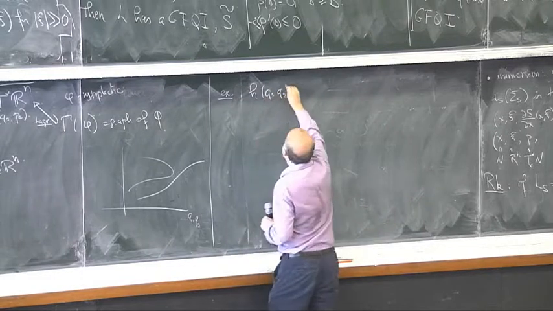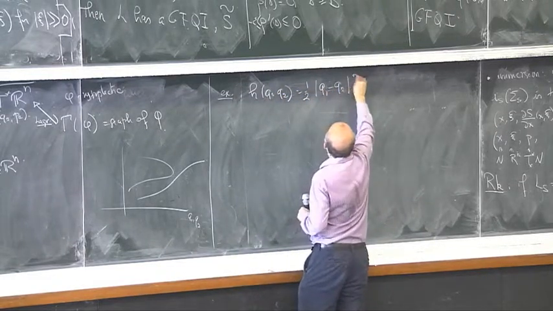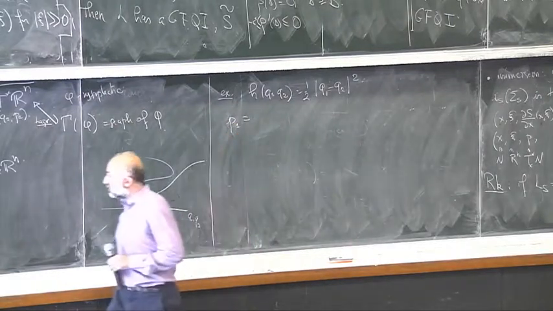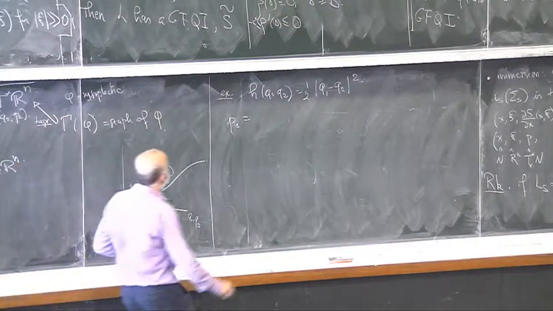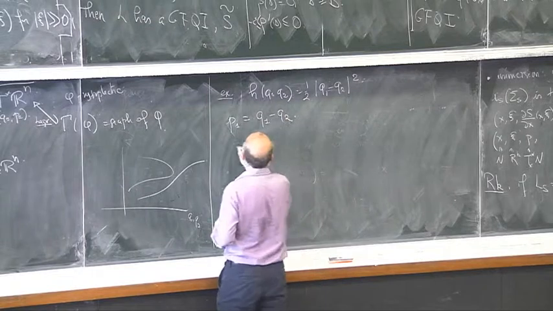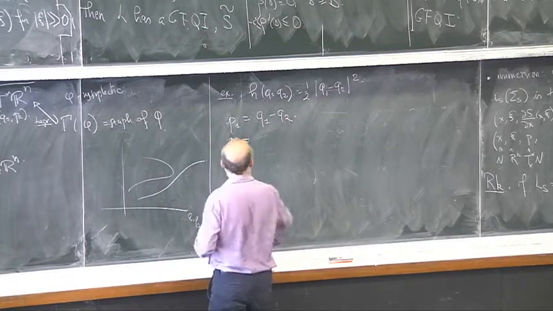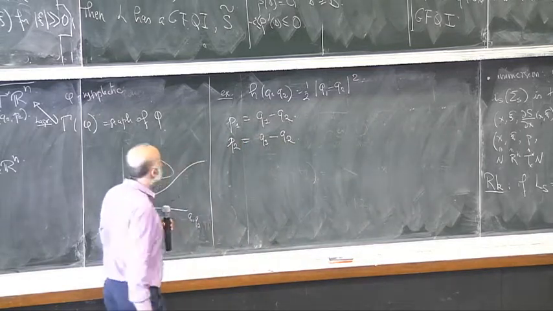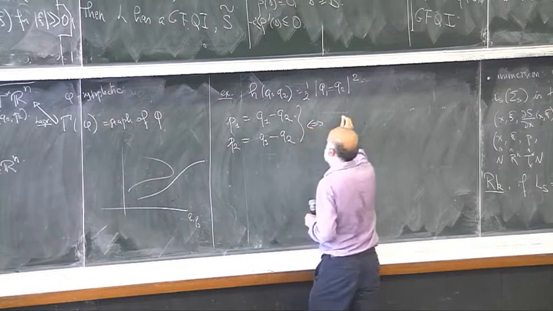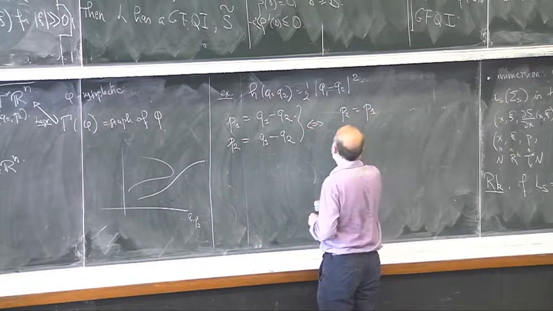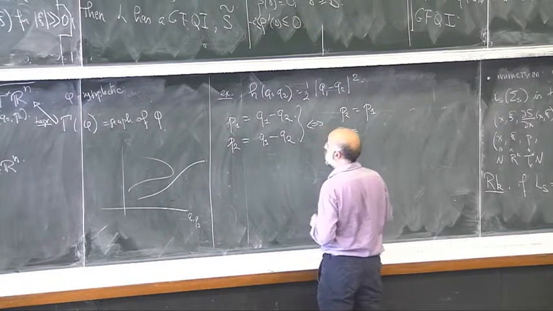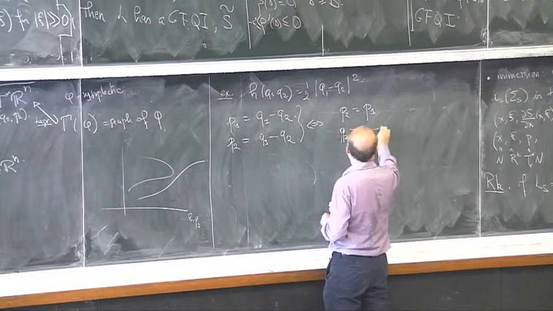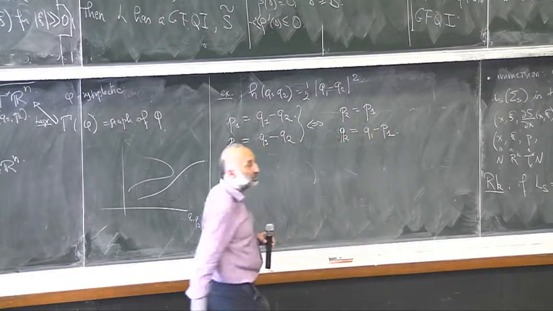So let me give you a trivial example, which is the one I will use. h of q1 and q2 is 1/2 of (q1 minus q2) squared. And what is the map that you get here? Well, P1 should be dH over dQ1, so it's going to be Q1 minus Q2, and P2 is minus dH over dQ2, so it's going to be Q1 minus Q2 as well. So this you can rewrite as saying that P2 is equal to P1, and Q2 is equal to Q1 minus P1.